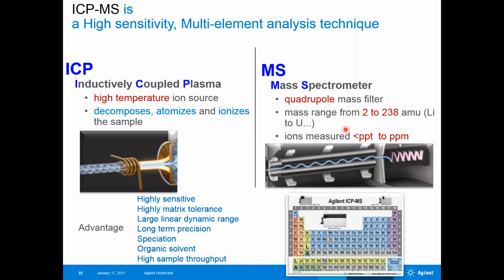ICP-MS has several advantages if I compare it with the AAS and ICP-OES, with different modes of atomizer. ICP-MS has a high sensitivity, because here you can estimate the element into the lower ppt level. Talking about 5 ppt, 10 ppt, you can easily estimate by using ICP-MS. Highly matrix tolerant, irrespective of the matrix, ICP-MS can tolerate. Large linear dynamic range, 10 orders of dynamic range.